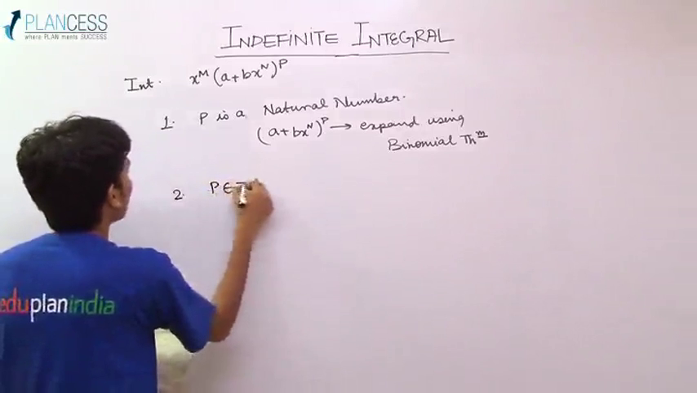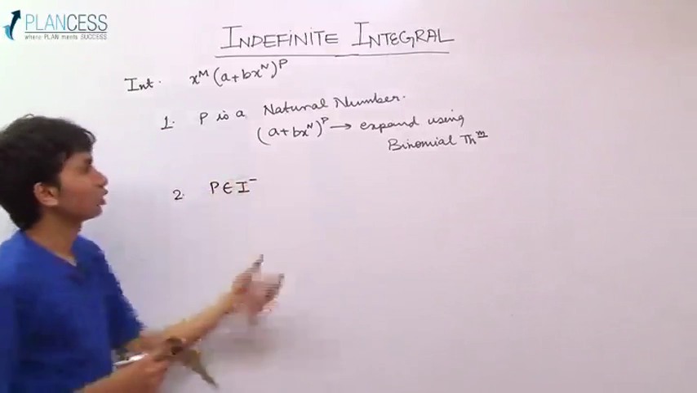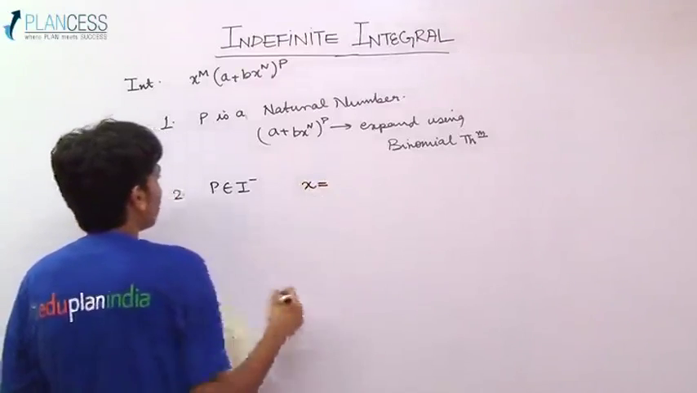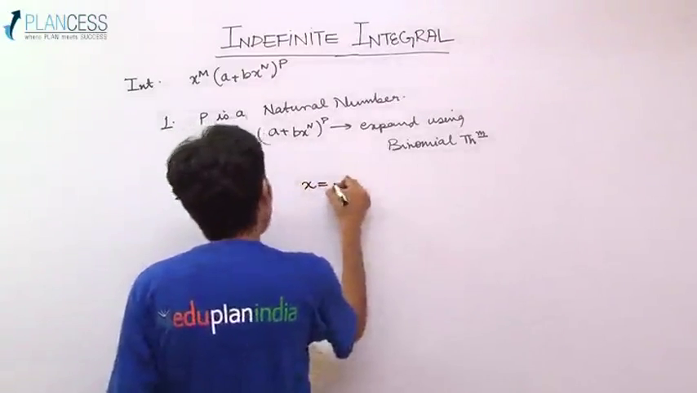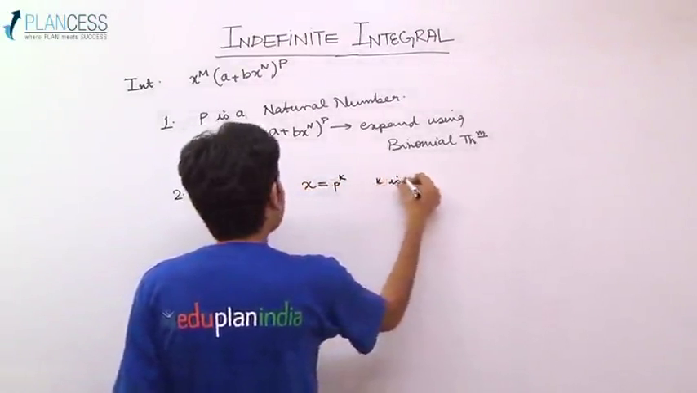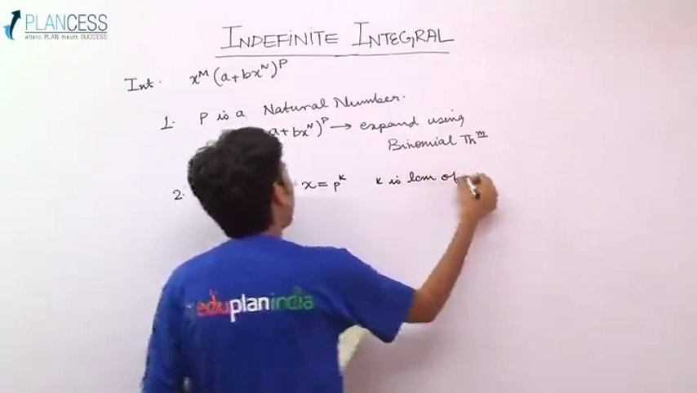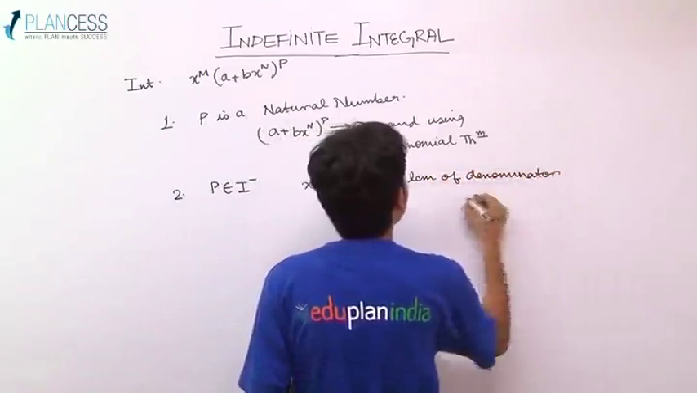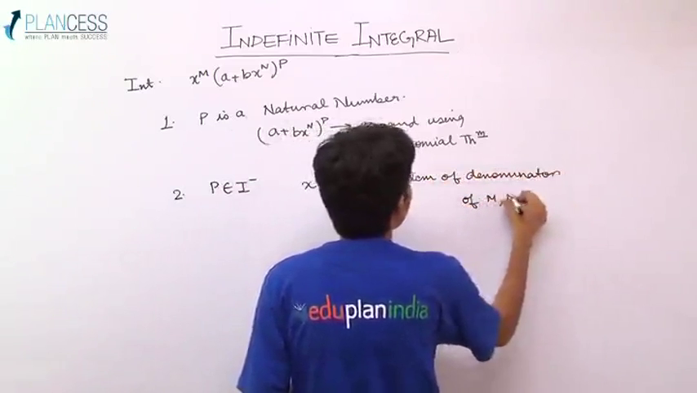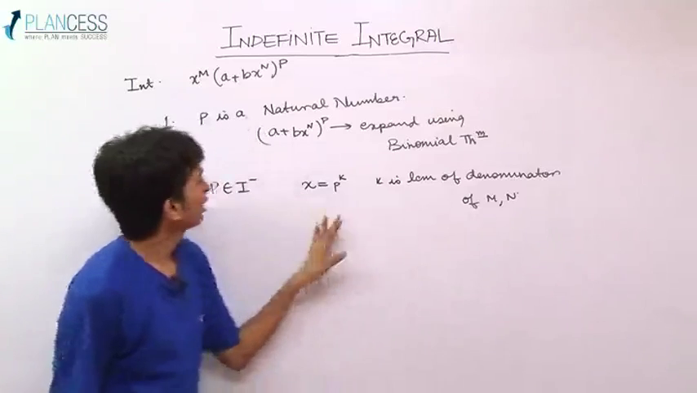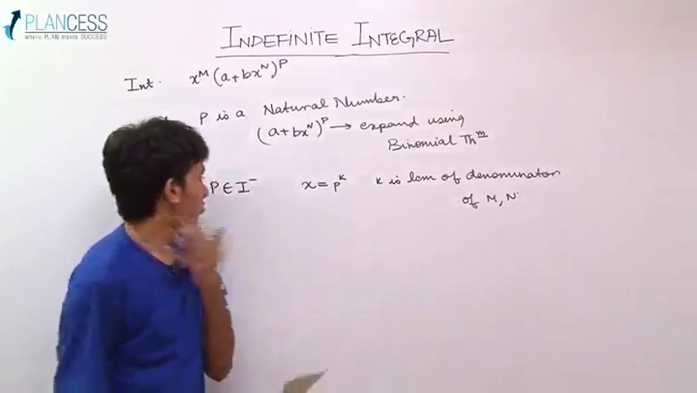Second is if P belongs to negative integers. Positive is obviously a natural number, P is a negative integer, then put x equal to some small p, raised to k, where k is the LCM of the denominators of m and n, when m and n are fractions. Take the LCM of the denominators and substitute it as this. Okay, so this is one way.